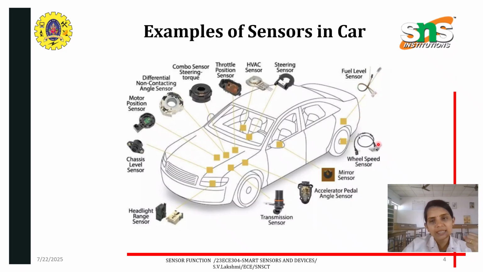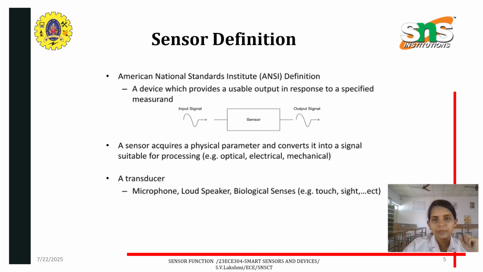The fuel level sensor indicates the level of the fuel, the mirror sensor checks for objects, and the wheel speed sensor indicates the speed of rotation of the wheel. Likewise, various sensors perform different functions, and HVAC determines the humidity and air conditioning system. So different sensors contribute to different functions in a car system.